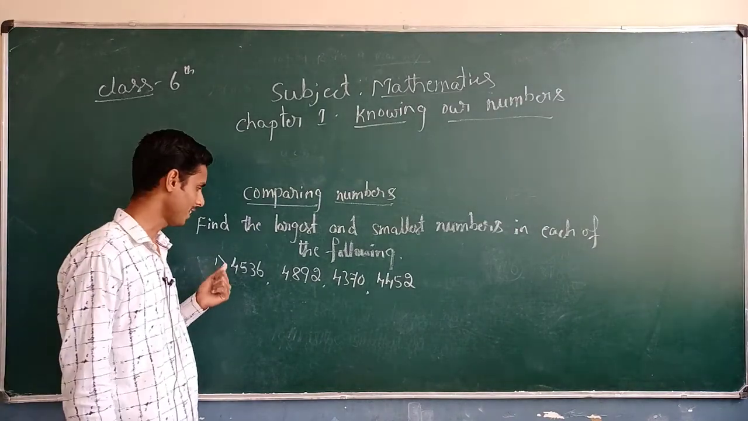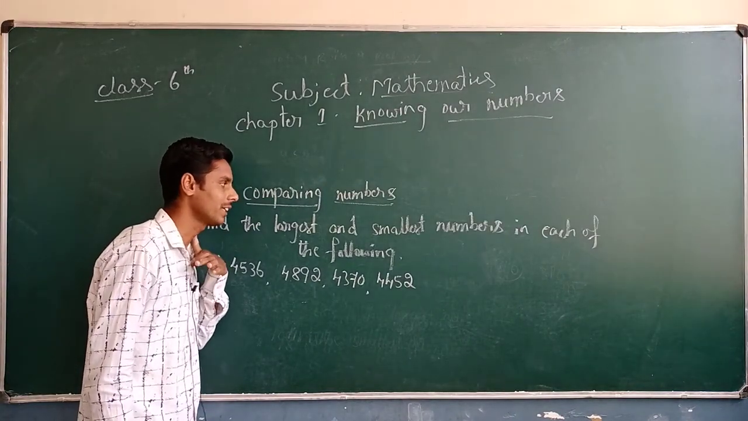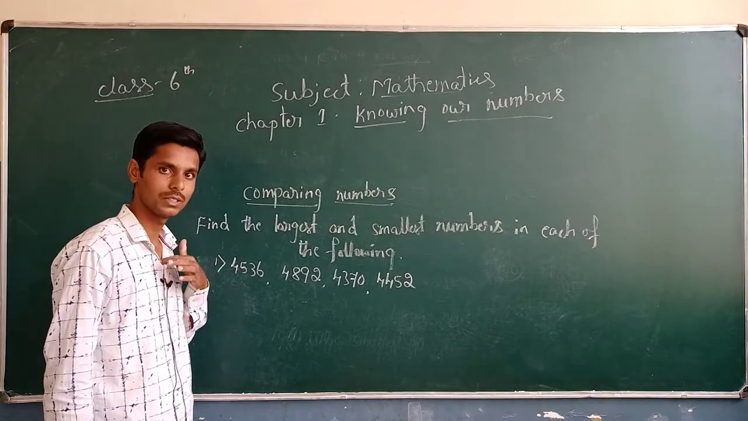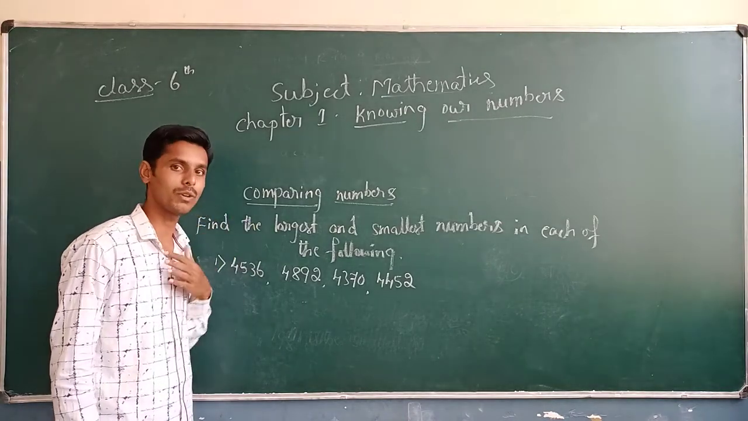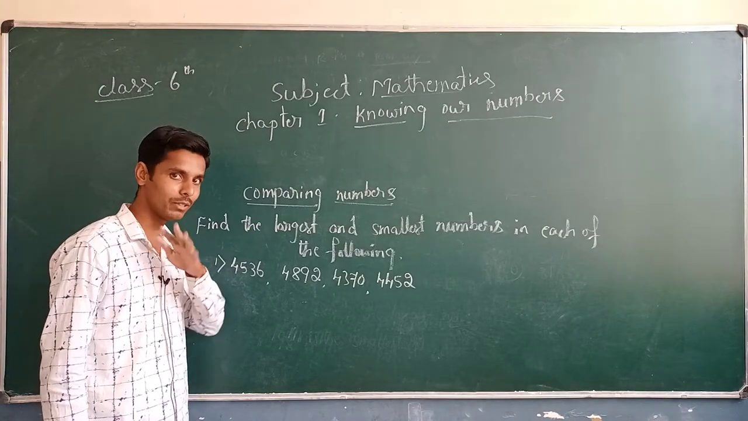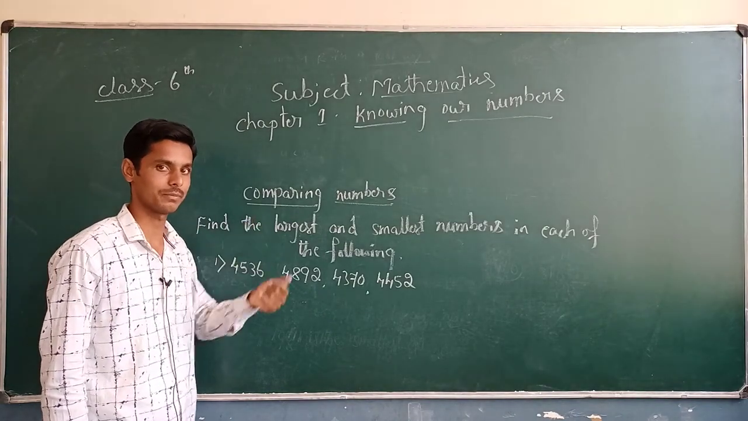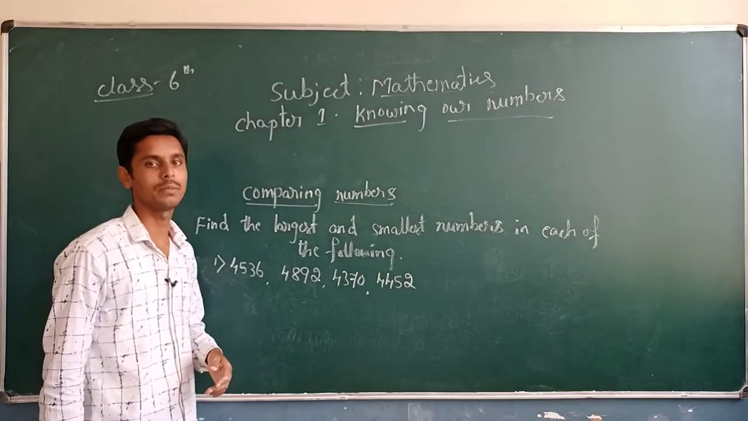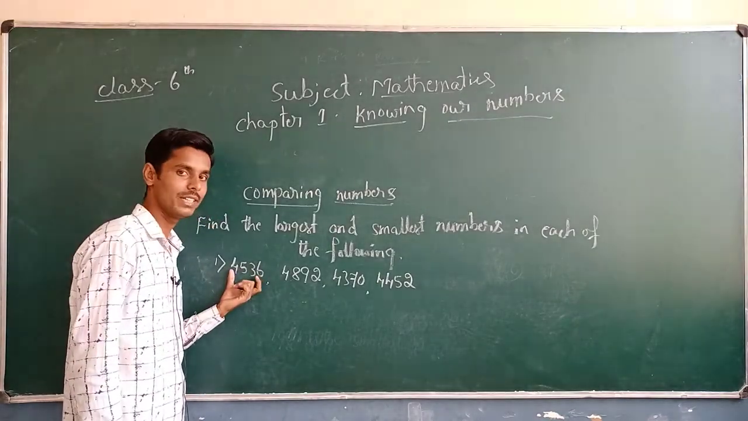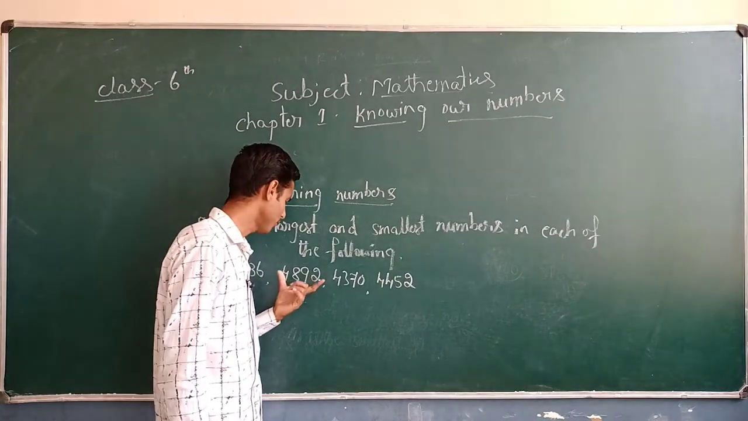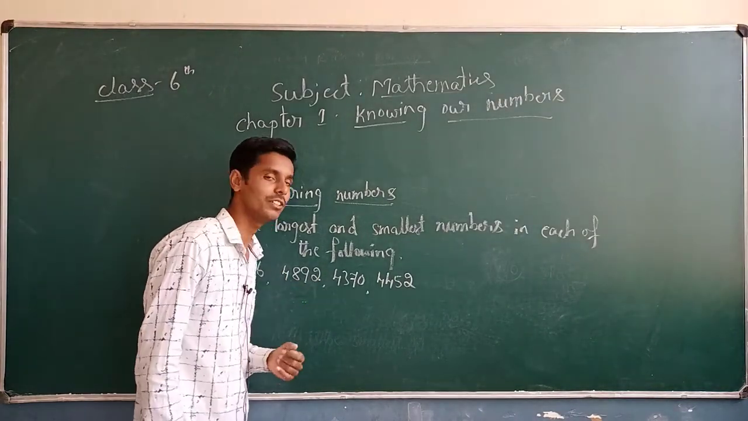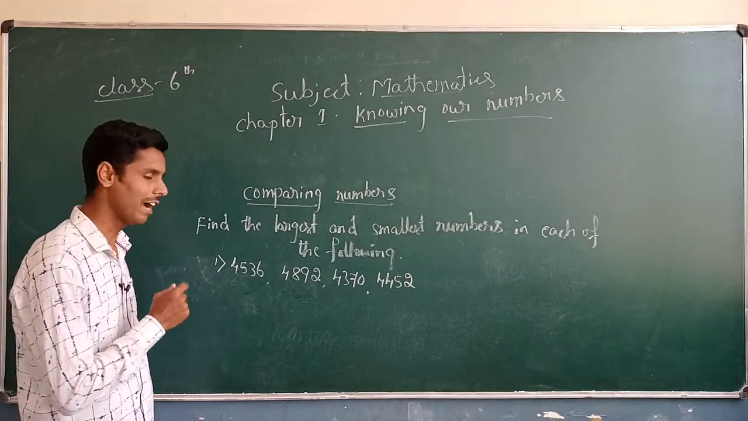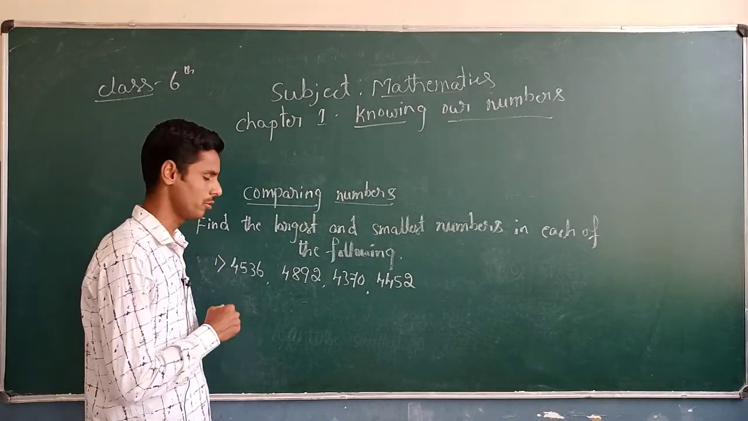We can compare this with the previous problems. In the previous problem, what happened? The same number of digits did not repeat. See, here the same number of digits are repeated. Here also four digits, here also four digits. In every number, four digits are there, right? In that case, we have to compare their place values.